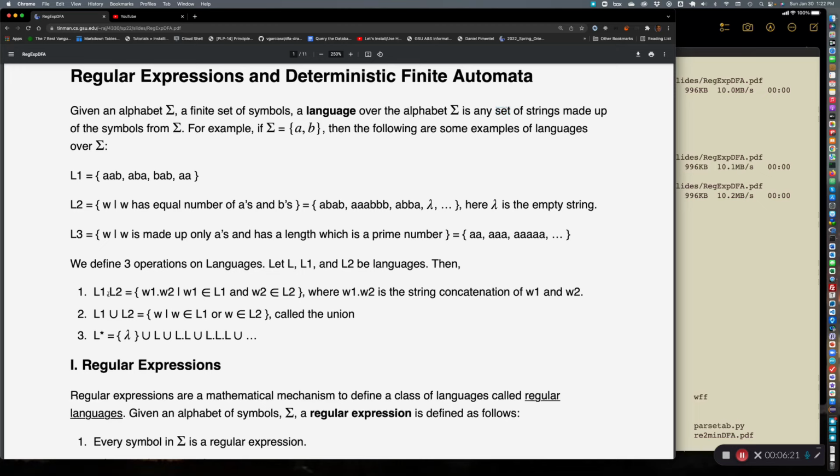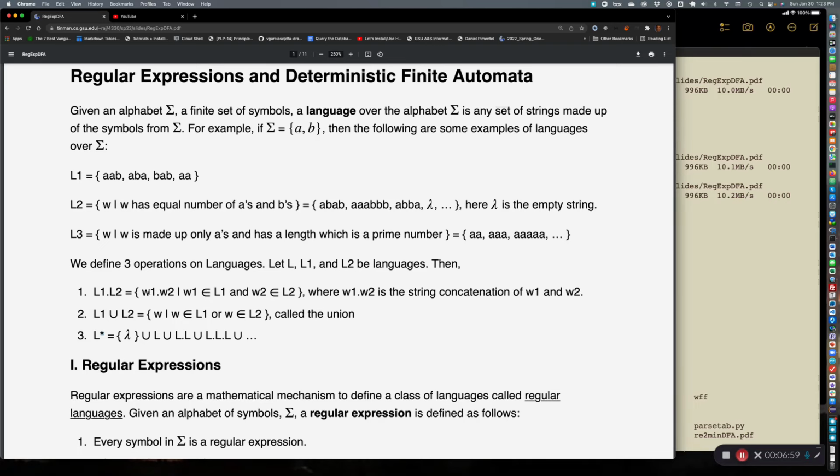One is called the concat or product, the second is called the union, and the third is called the star operator. So there are 3 operations on languages. Let's look at each of these in turn. L1 dot L2 is the product of L1 and L2. It is the set of strings W1 dot W2. Now W1 dot W2 is a concatenation of 2 strings. When you take 2 strings and put them together one after the other, you get a longer string, and that's what W1 dot W2 is.